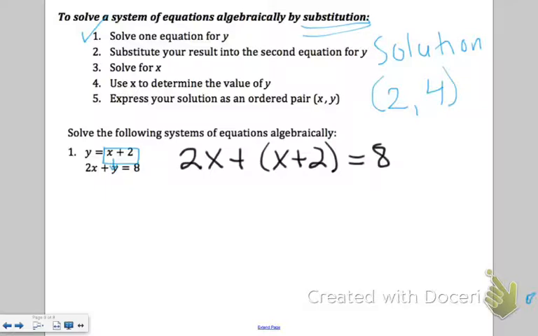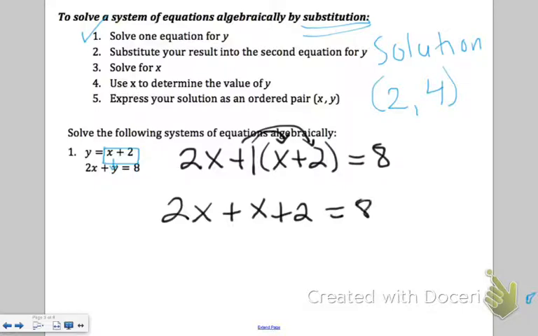So the first thing we need to do is make sure that we don't have any negatives or any numbers to distribute where our parentheses are. Remember, if you do not have a coefficient, the coefficient there is always 1. So since we're distributing a 1 into these parentheses, we're really just taking them out of the parentheses. So we have 2x plus x plus 2 is equal to 8.